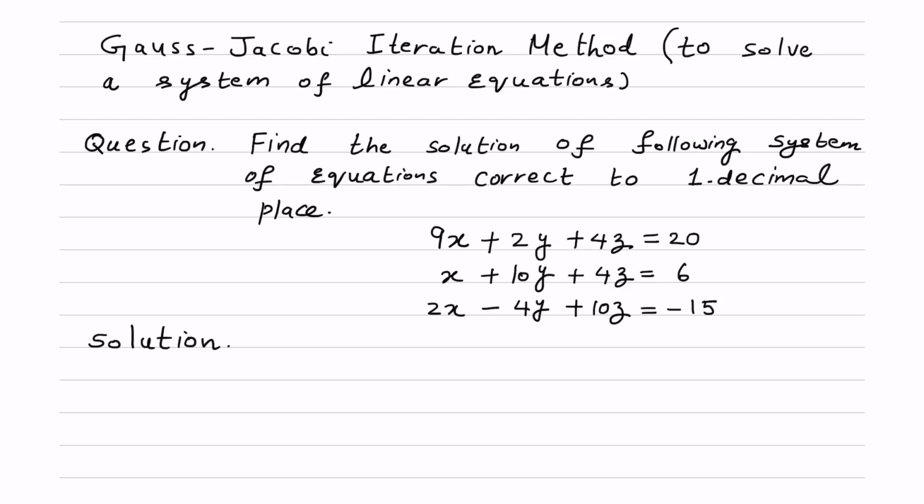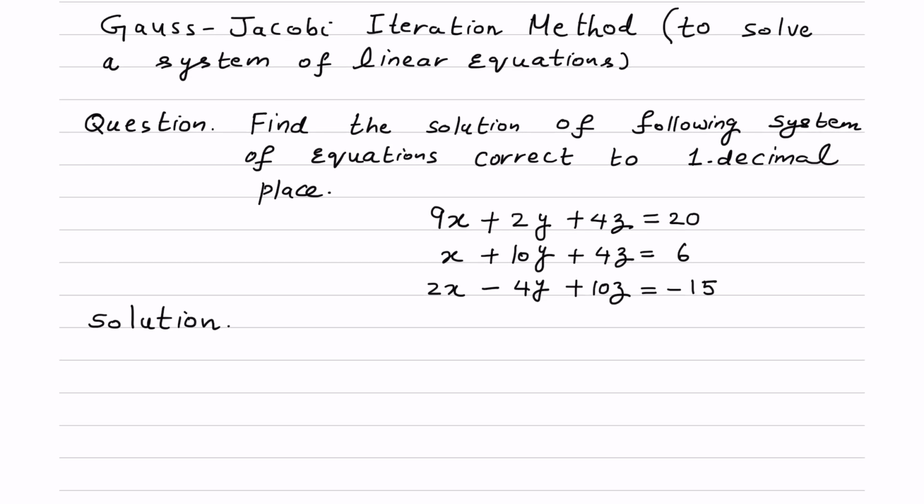In this video, we are going to talk about how to find the solution of a system of linear equations by using Gauss Jacobi Iteration Method. We shall understand this method by solving a question. So the question is, find the solution of the system of linear equations correct to one decimal place. We have three linear equations in three variables x, y, z, and we have to find its solution.